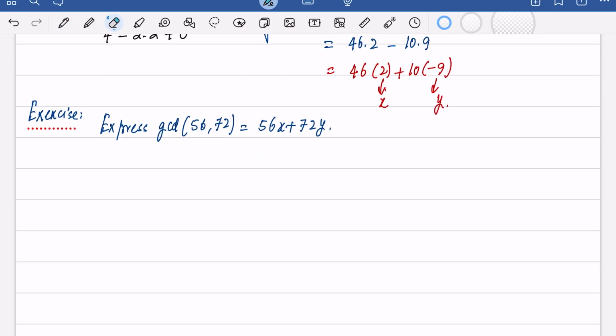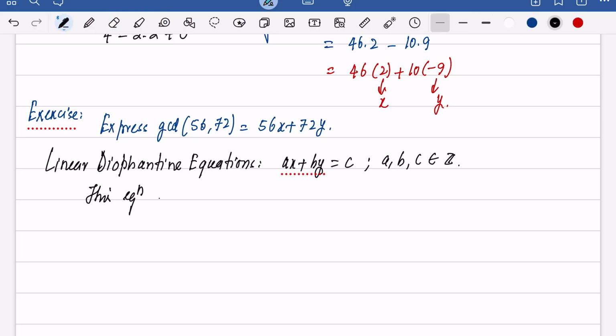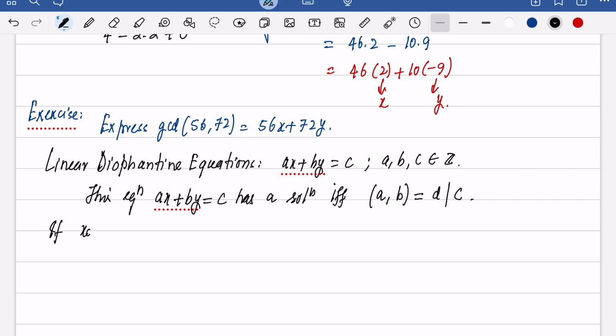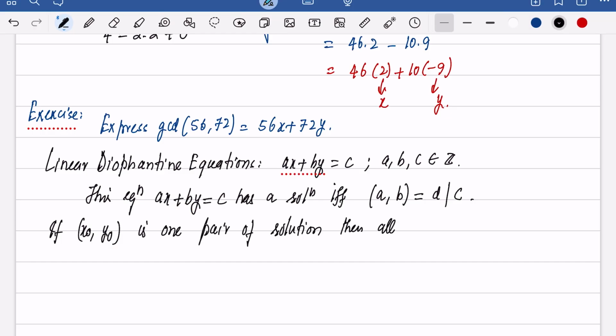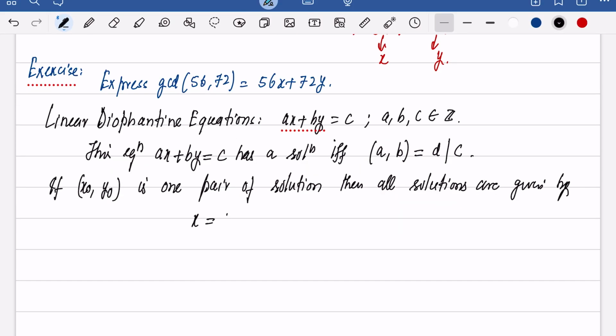Now let's come to the next topic, that is linear Diophantine equations. This equation ax plus by equal to c has a solution if and only if GCD of a, b, which suppose we call as d, divides c. And in this case, if x naught, y naught is one pair of solution, then all solutions are given by x equal to x naught plus b by d into t, and y is equal to y naught minus a by d into t, where t is any integer. And here we have defined d as the GCD of a, b.